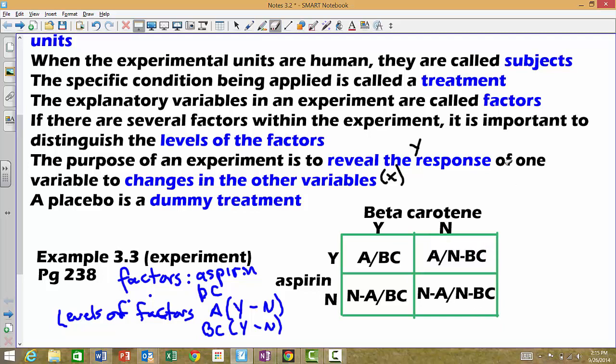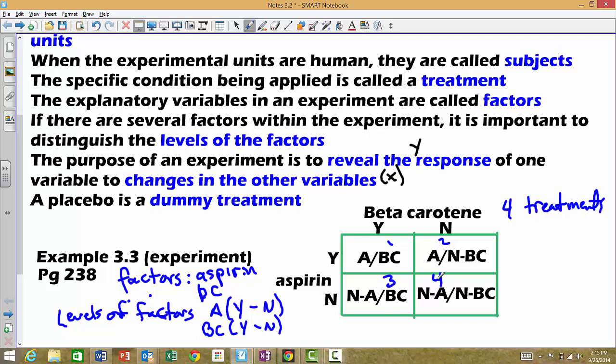So there are 4 treatments here. 1, 2, 3, 4. So you have 4 different experimental groups. Each one of those groups is going to be given a different treatment, or 4 different treatment groups, I guess is what you'd call it. Each one's receiving a different treatment.